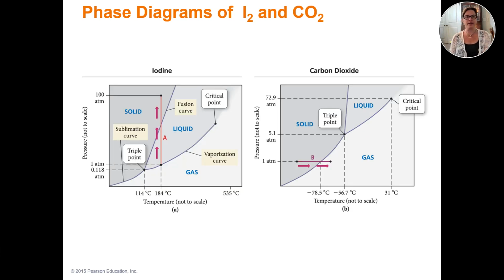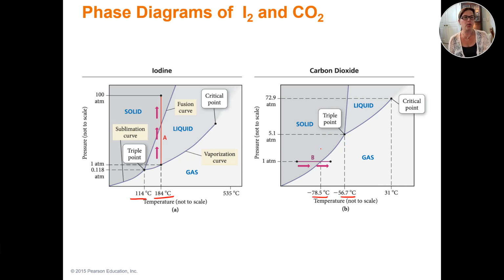Here's just an example of the difference between iodine and carbon dioxide. You can see that at different phases and different temperatures, they are going to behave differently. They're either going to be a solid, a liquid, or a gas, and their temperatures widely vary.